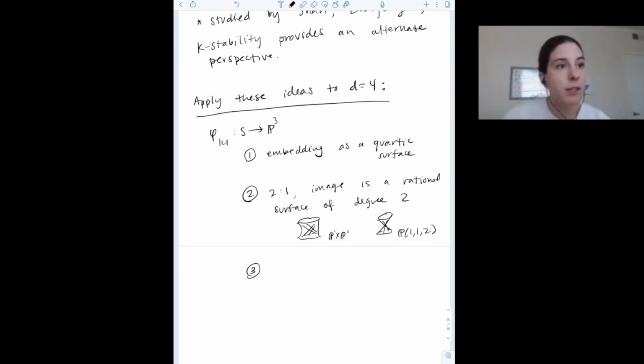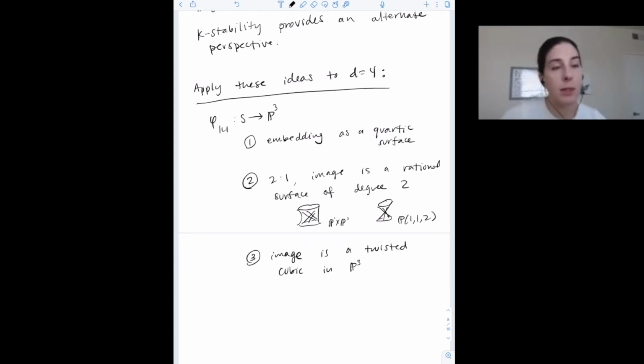Or the final case, the unigonal case, the image of this map is a twisted cubic in P3, and the fibers are elliptic curves.